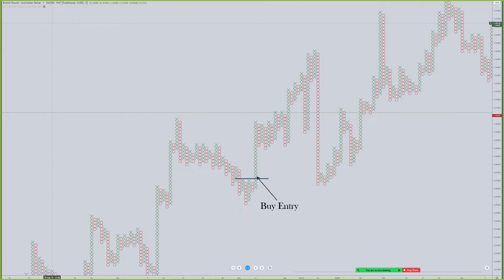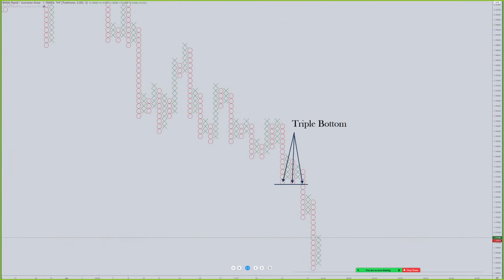All right, so same thing with a triple top. The entry's one box above. Okay. Triple bottom. Where's the short? One box below.